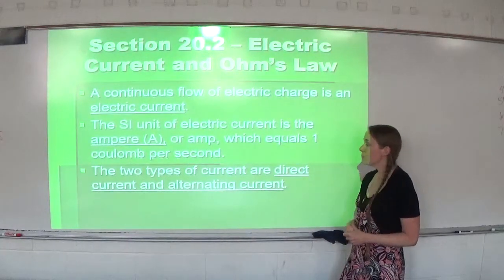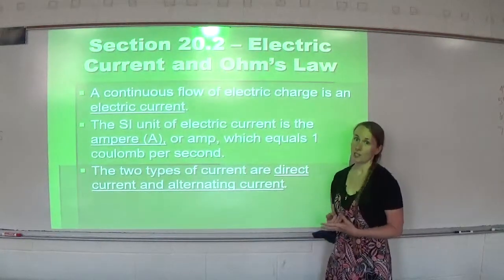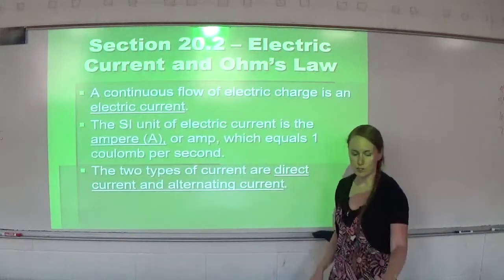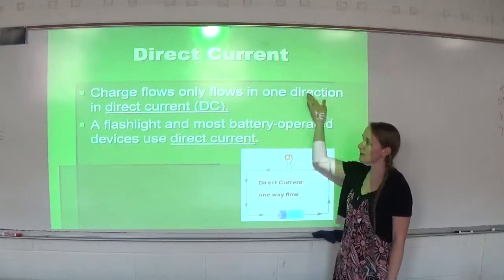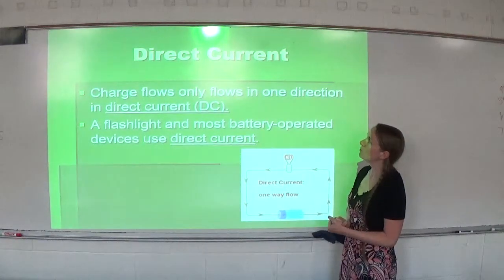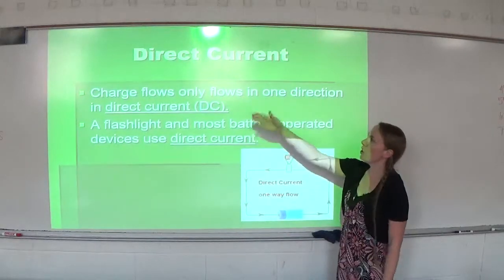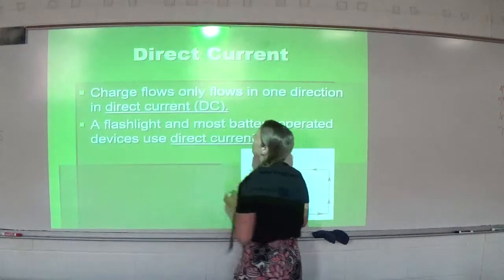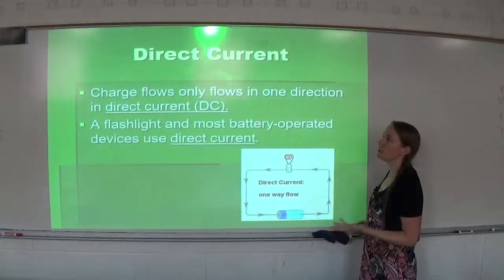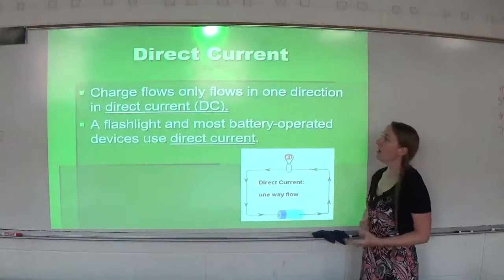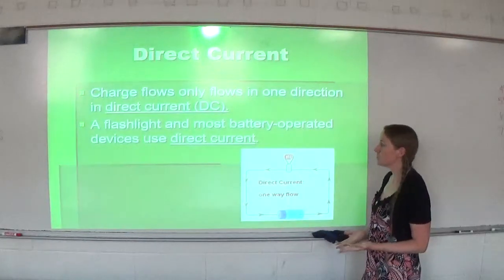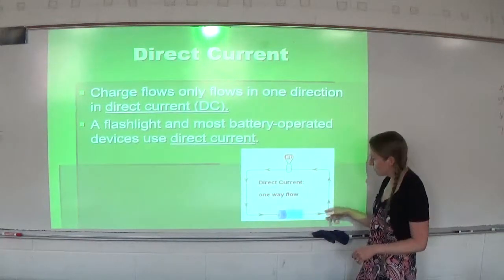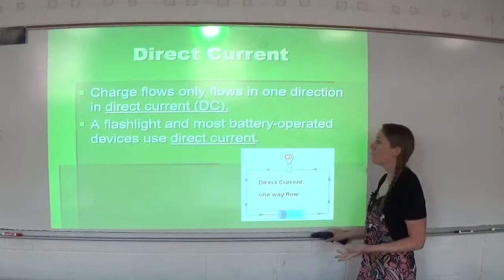There are two types of current, direct current and alternating current. If you've ever heard of AC and DC, direct current is DC, and AC is alternating current. In direct current, charge only flows in one direction, which is also known as DC. A flashlight and most battery-operated devices use direct current. If you look, the current only flows in one direction, so it's constantly in this direction right here. That would be direct current.